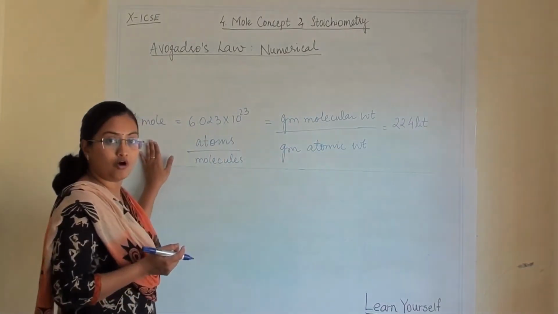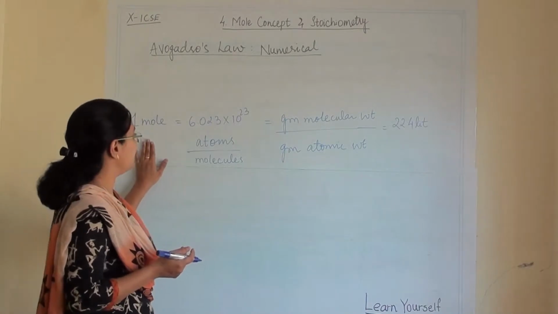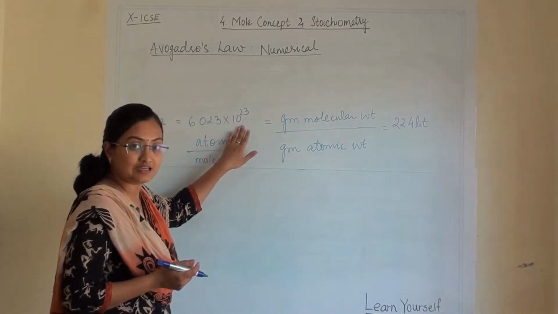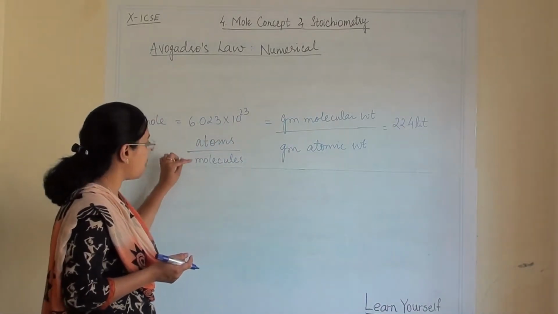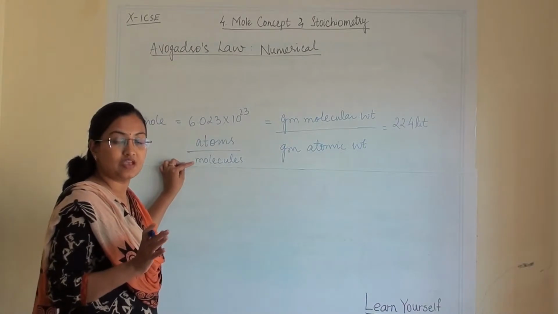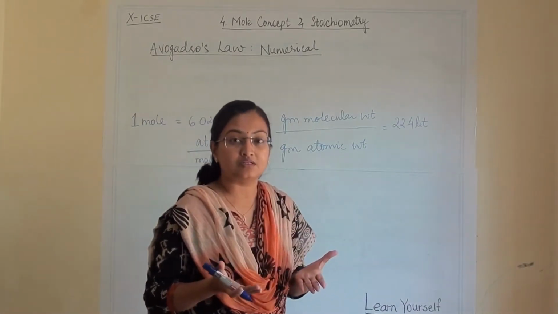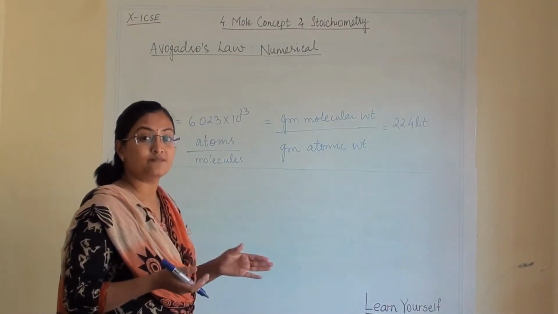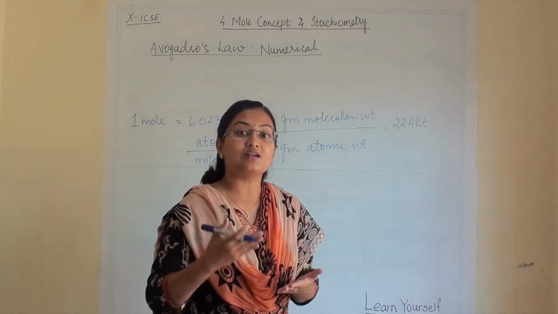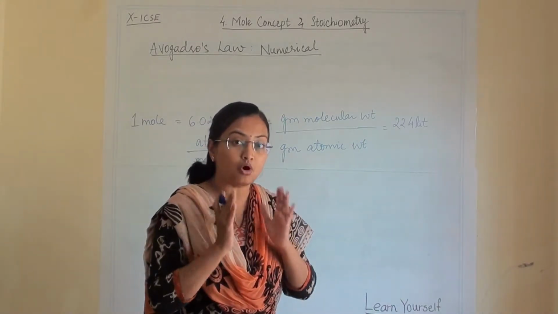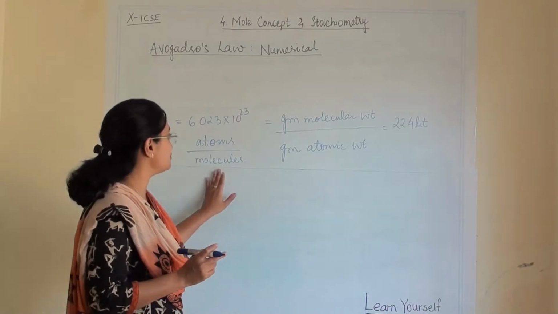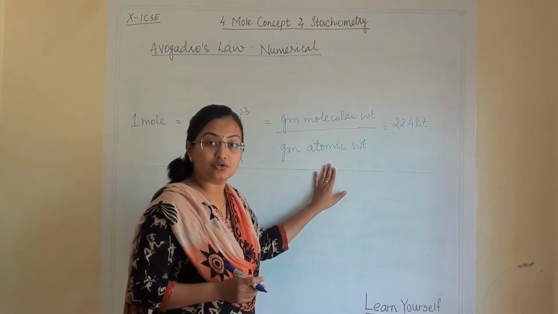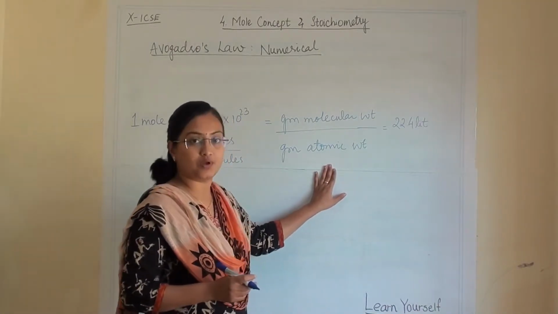If 1 mole of an atom or a molecule is there, then 6.023 10 raised to 23 atoms or molecules will be present in it. When I say 1 mole of carbon, how many atoms will be there in that? This many. If I say 1 mole of carbon dioxide, how many molecules of carbon dioxide will be present in that? This many. Going to the next, the gram molecular weight or gram atomic weight.